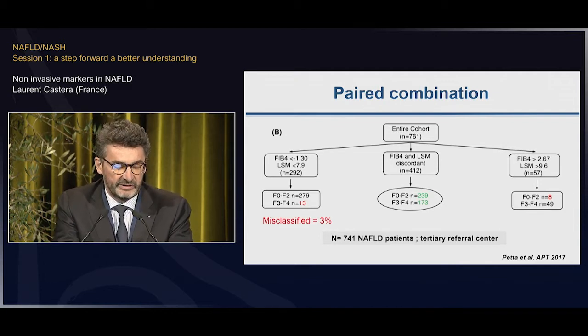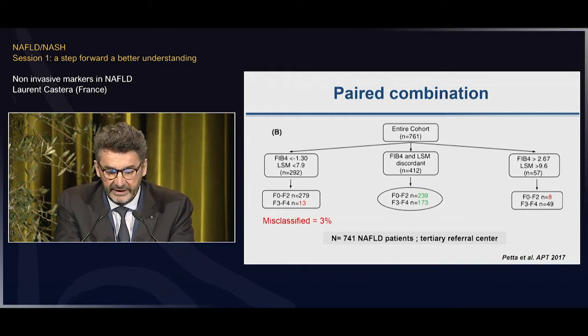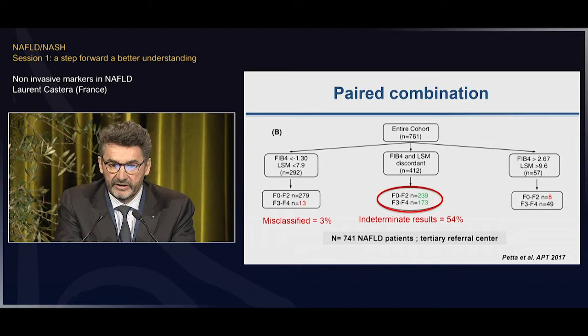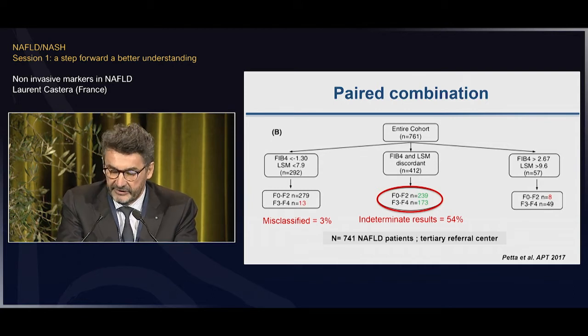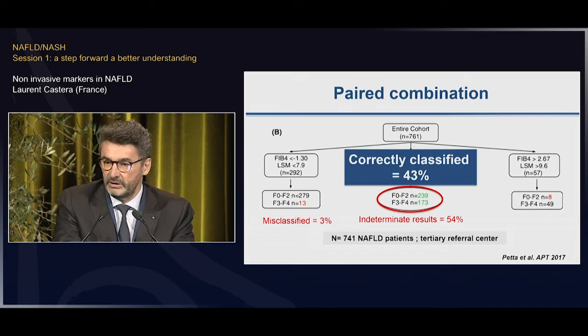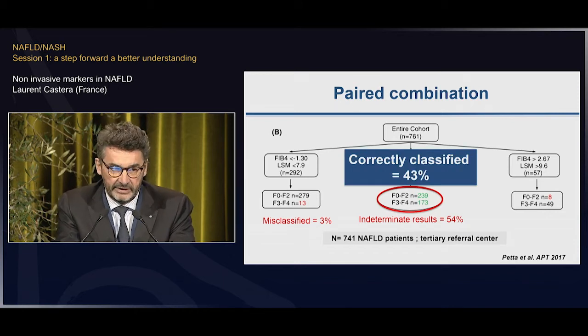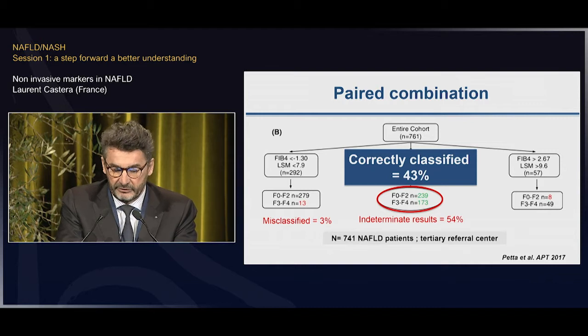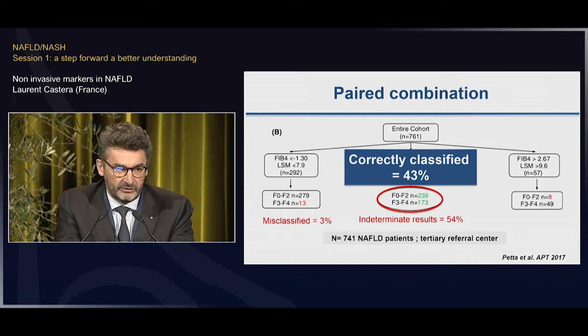So in terms of misclassified, it performs well, 3%. But the issue is you have a lot of indeterminate results that are discordant, 54%. So overall, the diagnostic accuracy is below 50% because you have a lot of indeterminate results. So the pair combination is probably not the ideal way.